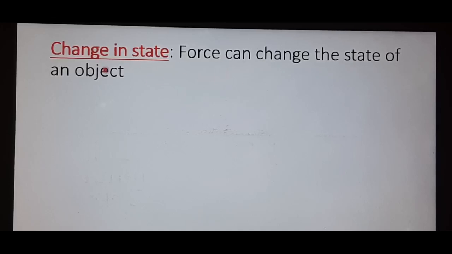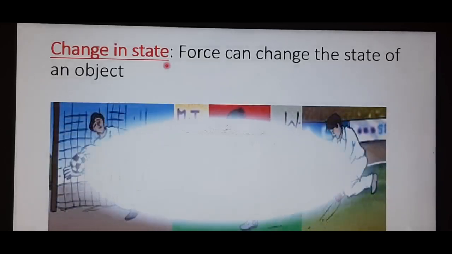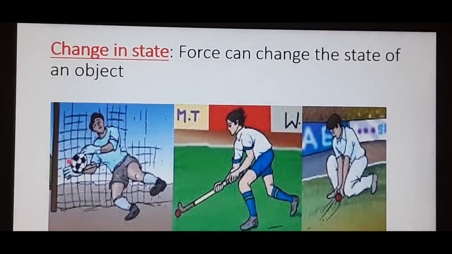Force can change the state of an object. So state means, I want to explain, if something is in the position of rest, if we apply force, that thing will come into the state of motion. In the same way, if something is in the state of motion, on applying force, it can come into the state of rest. So let's understand how it is taking place. See, I have taken 3 examples, and the examples I have taken from your textbook.